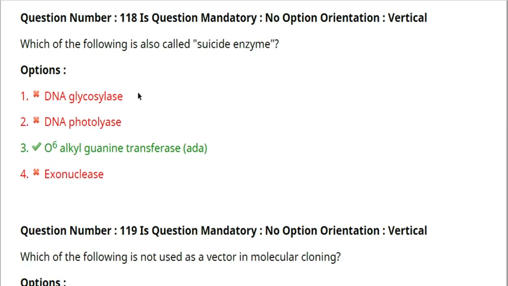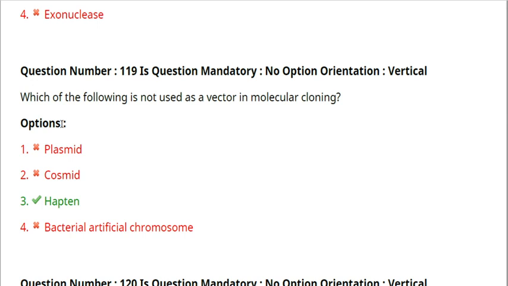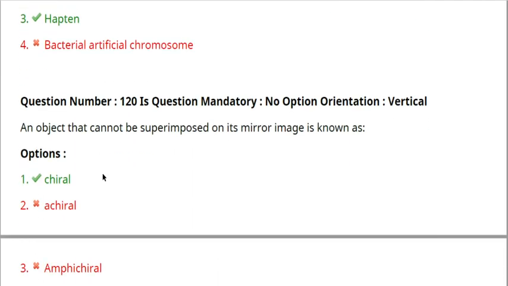Okay. Next, which of the following is also called a suicide enzyme? An example of a suicide enzyme we can say is O6-alkylguanine transferase. Okay, which of the following is not used as a vector in molecular cloning? So plasmid, cosmid, bacterial artificial chromosome are used as vectors in molecular cloning, whereas hapten does not belong to the molecular biology concept itself. Hapten is encountered in the immunology concept.